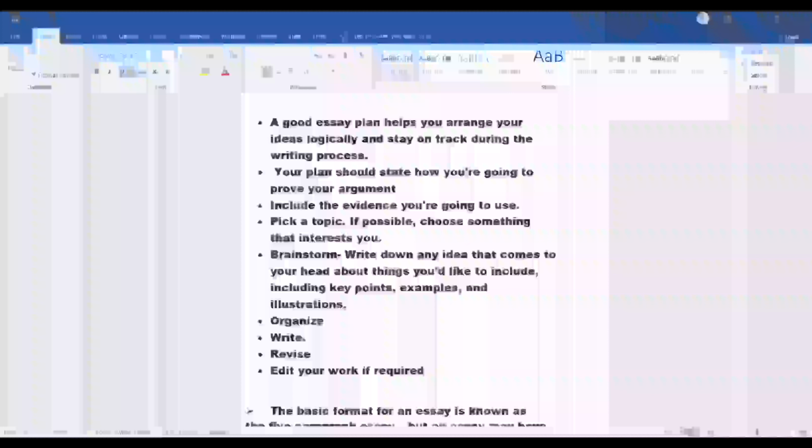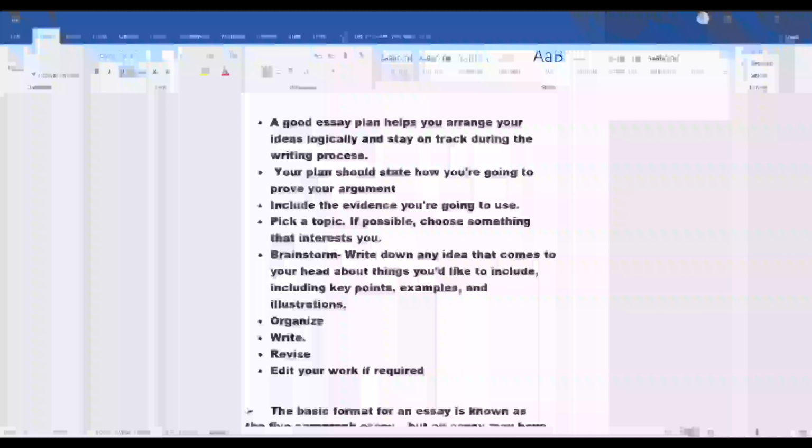Then what you need to do is organize your thought process. Whatever you have thought, you just have to organize and sequence it out. What you will be writing first, that means in the introduction, what you will be including in the conclusion, all these things you need to organize. Then again, you will have to write it down.